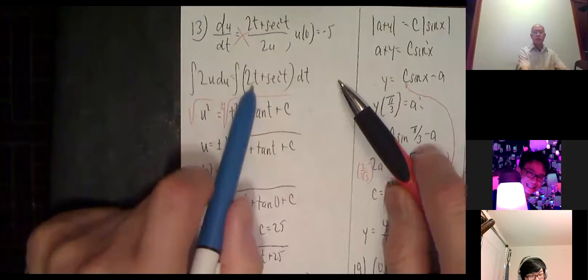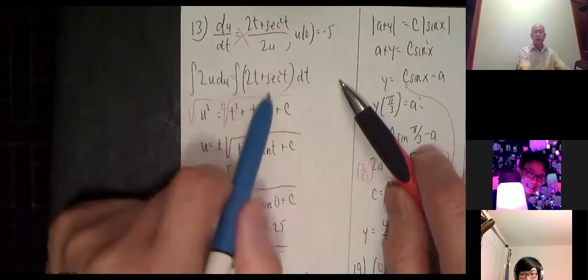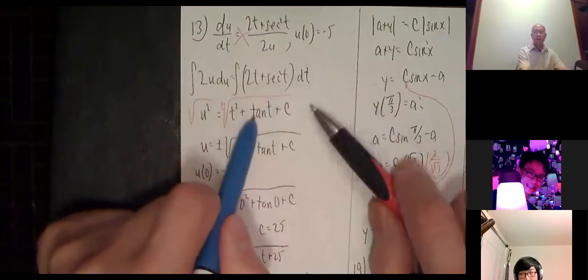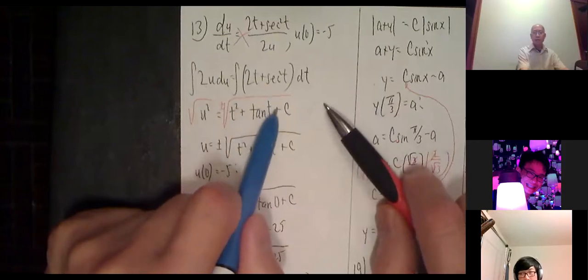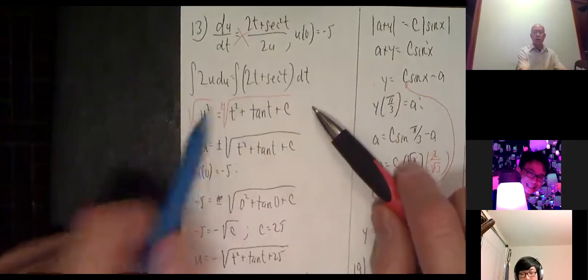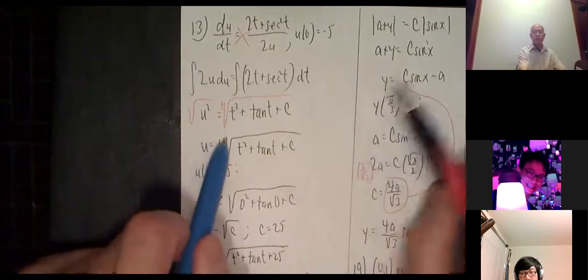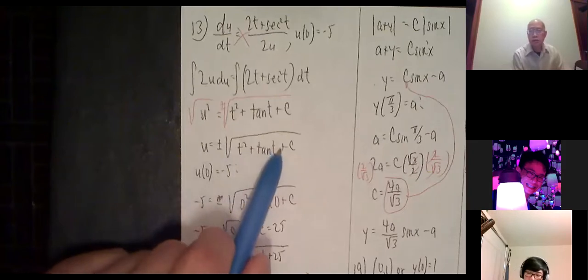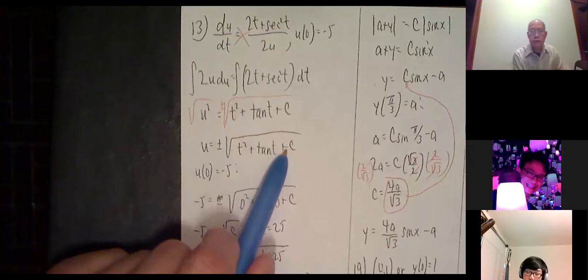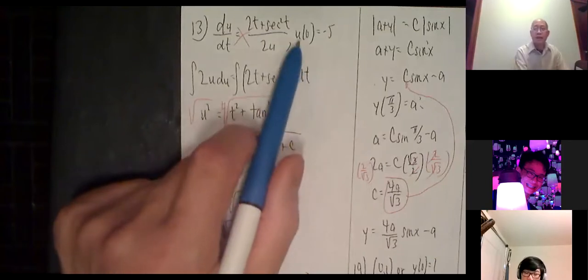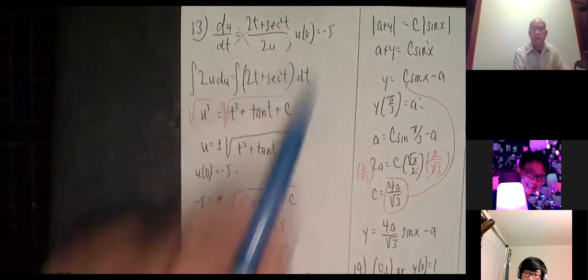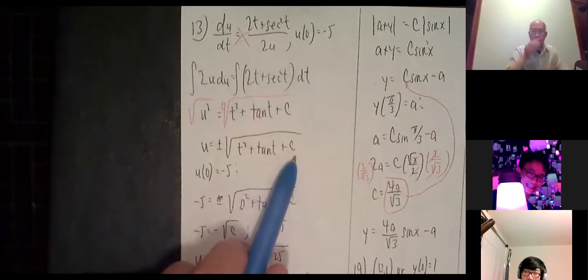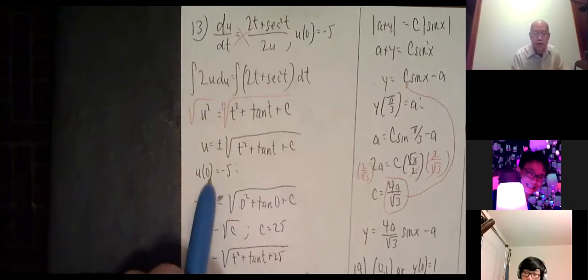So that's u squared. Integral of 2t is t squared. Integral of secant squared of t is tangent of t plus c. Square root, plus or minus. U equals plus or minus the square root of t squared plus tangent t plus c. And there we go. And now, once again, plug in u of 0 equals -5, so I can find the value of c.